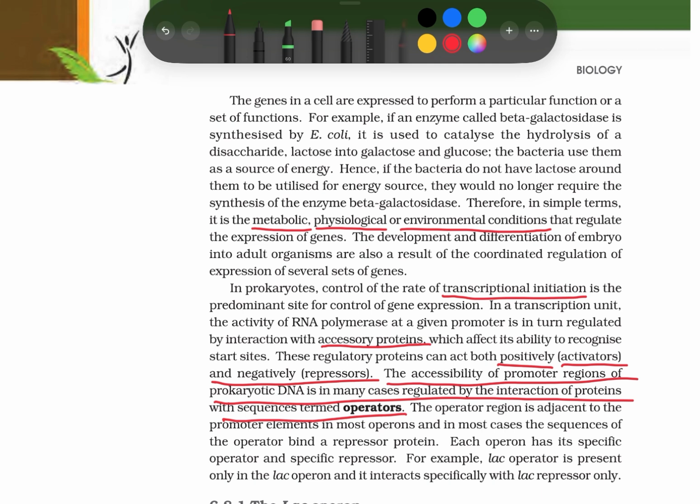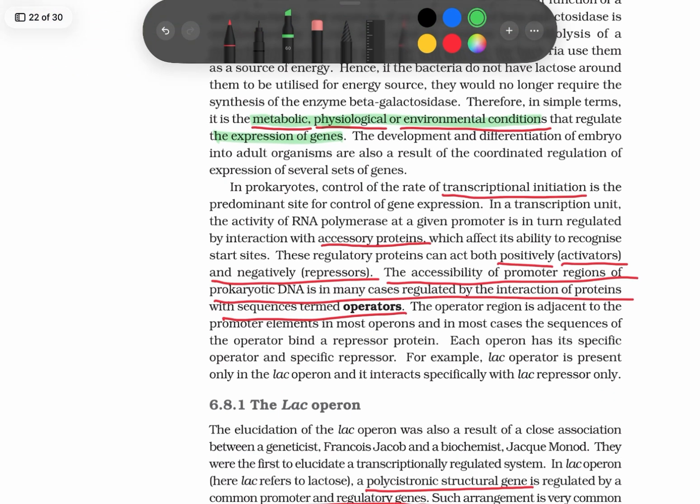Here, if you see this regulation of gene expression, it is under the control of metabolic, physiological or environmental conditions. They are regulating the expression of gene. Lactose is there in the medium in case of lac operon, we are going to discuss next. So that is an environmental factor. Metabolism of lactose is a destructive mechanism, and that metabolism is a physiological mechanism. So all are regulating the expression of gene. Generally, in most of the organisms, in prokaryotes also, the control of the rate of transcriptional initiation is the predominant site for control of gene expression.